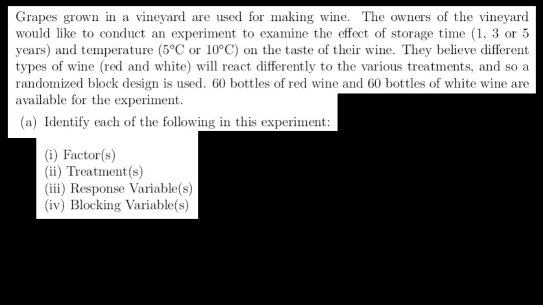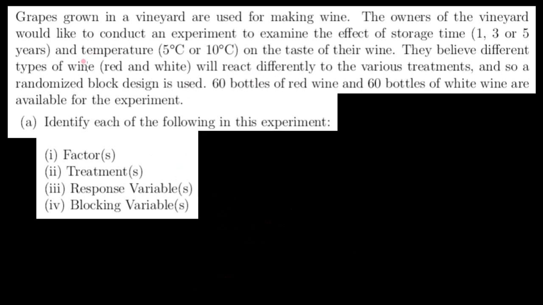Question A. Identify each of the following in the experiment: factors, treatments, response variables, and blocking variables. So let's start with the factors. What are factors anyways? Well, factors are the explanatory variables of an experiment. They are the things that cause the change.